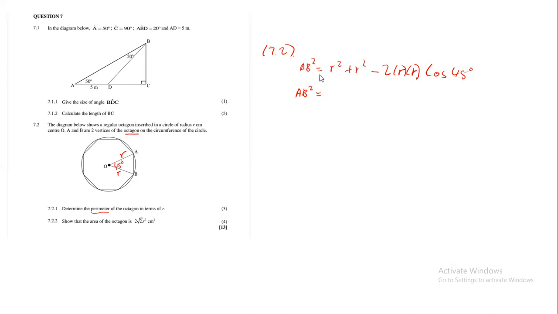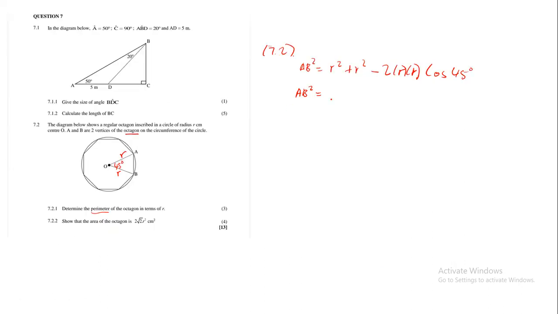So R squared plus R squared is going to be 2R squared. And therefore, we have negative 2R multiplied by R, which is R squared, multiplied by cos 45 degrees. So our AB squared is equal to, I'm going to take 2R squared outside, because we have 2 terms separated by this minus. So I'm going to have 2R squared open bracket. Here I'm left with 1, and then here I'm left with cos 45 degrees.